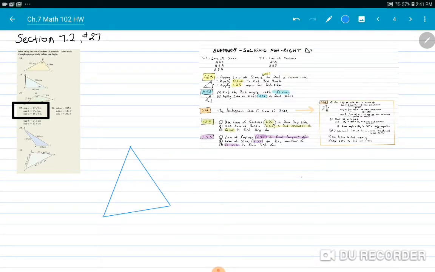I don't know what it looks like, so I'm not drawing it to scale. So I'm just drawing a random triangle. And we'll start with the biggest side. So side A is 15 radical 3. So that's across from angle A. Side C is 10 radical 3. So that's across from angle C. And side B is 6 radical 3. So that's across from angle B.